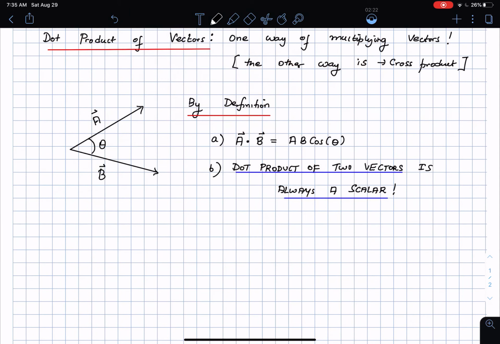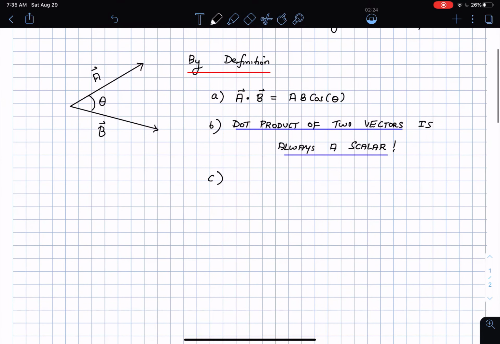Then I go to the third one, which are some very basic identities about dot products. I'm not going to prove them. A dot B is the same as B dot A. This is the commutative rule. And if I have three vectors, then I can perform the distributive rule: A dot (B plus C) is A dot B plus A dot C. So these are the basic rules.